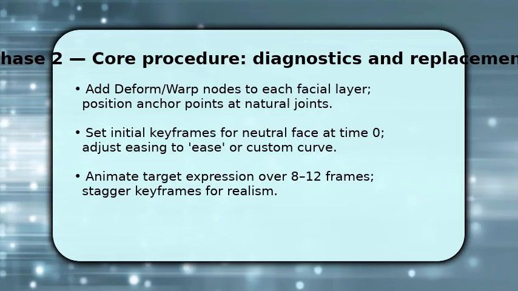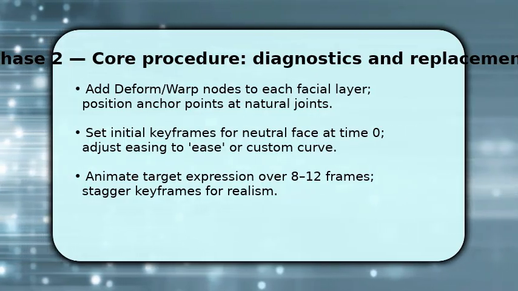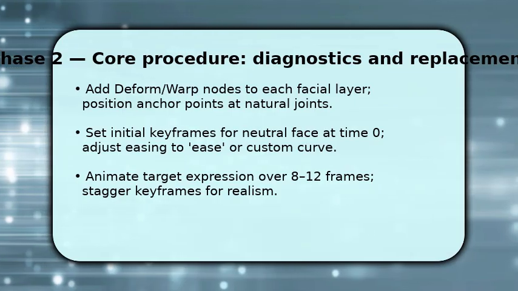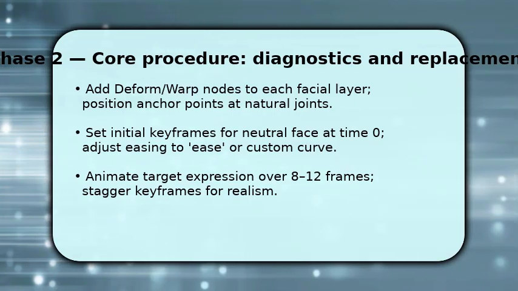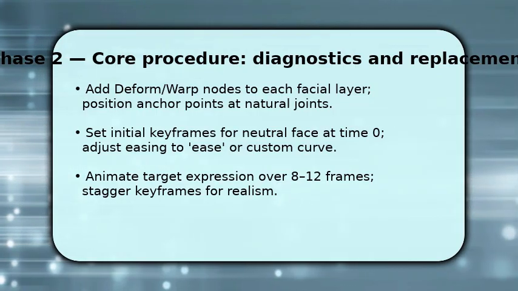Now you create deforms or warp nodes on each facial layer and place anchor points where real muscles would pivot: outer brow, mouth corners, eyelids. You set keyframes at time 0 for the neutral expression, then add keyframes 8 to 12 frames later for the target expression. Stagger the timing between layers to avoid a robotic simultaneous shift.